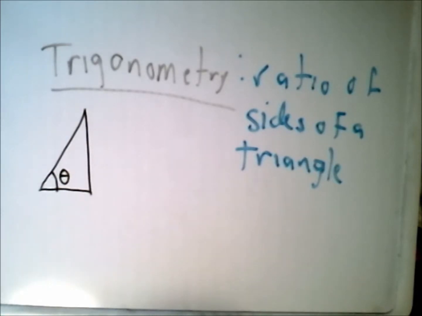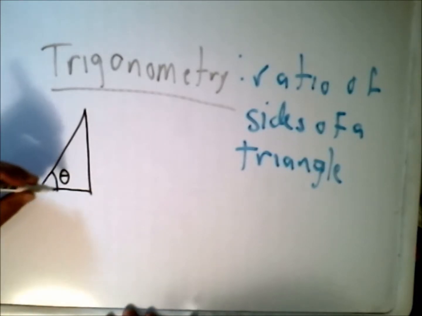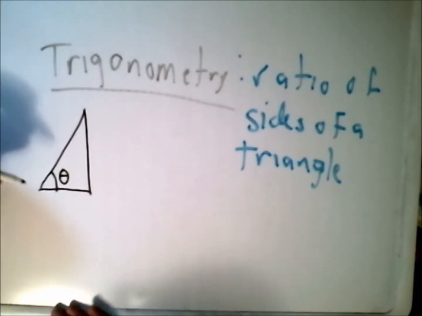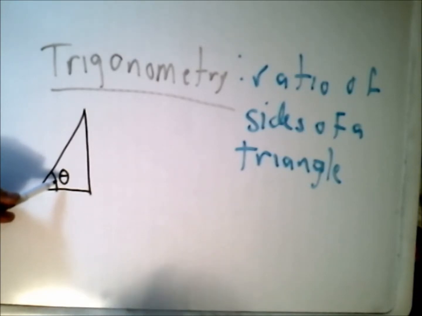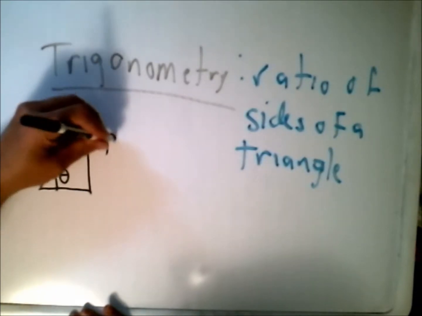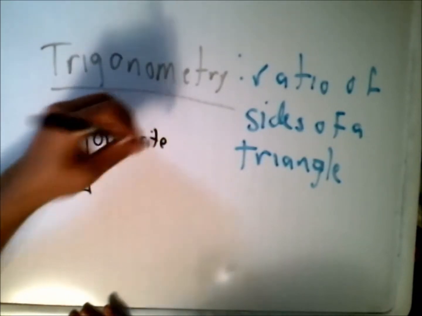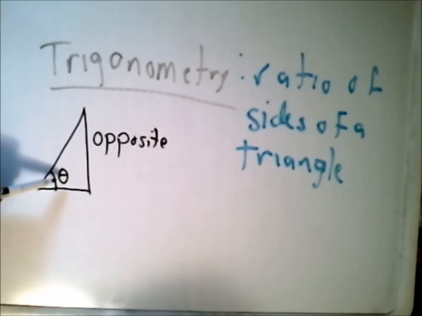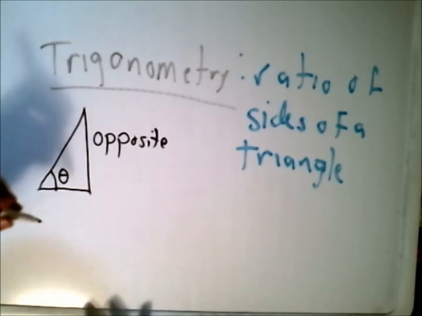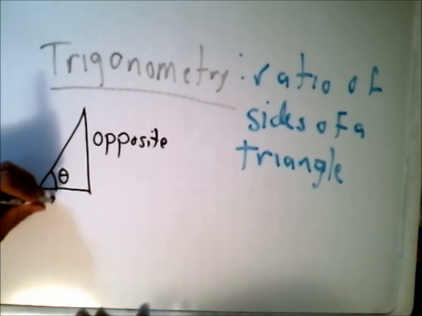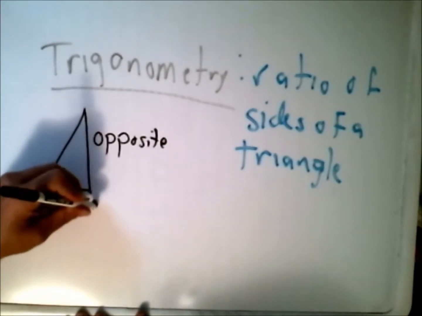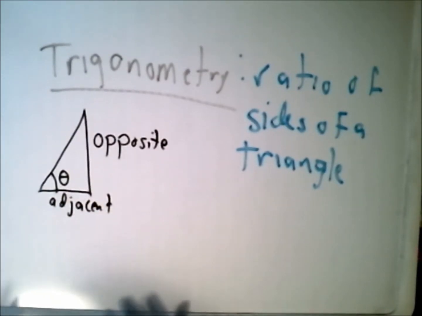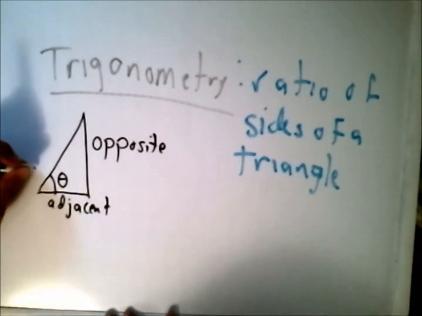So with this, we don't use the letters A, B, and C. We use new words. The word opposite deals with the angle. So if I'm going to look for the side of the triangle that's opposite this angle, over here would be the opposite. And if I'm looking for the side of the triangle that's adjacent, meaning next to this angle, the adjacent side is down here. And once again, the hypotenuse doesn't change. So the hypotenuse is here.